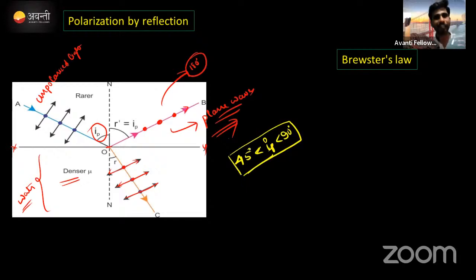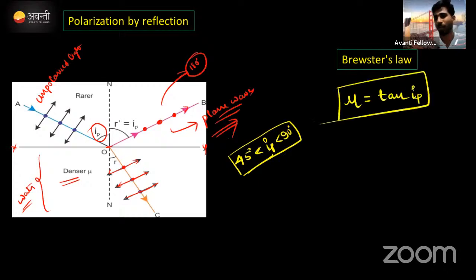That's why the scientist Brewster also gave an equation to find out the value of the angle of incidence, meaning the polarization angle. He gave one equation: mu is equal to tan IP. Tan means it is nothing but a trigonometric function. IP means the angle of polarization, the incident polarization angle.